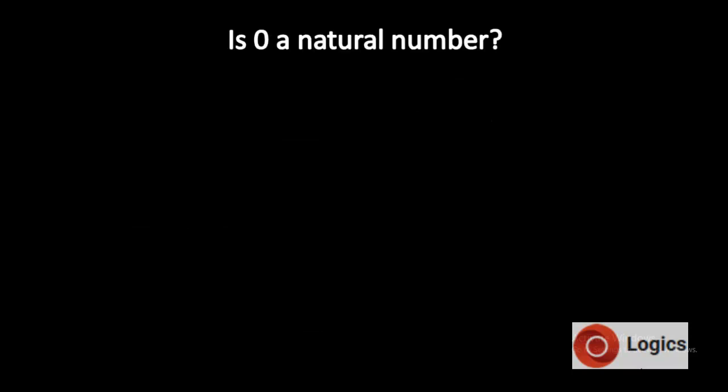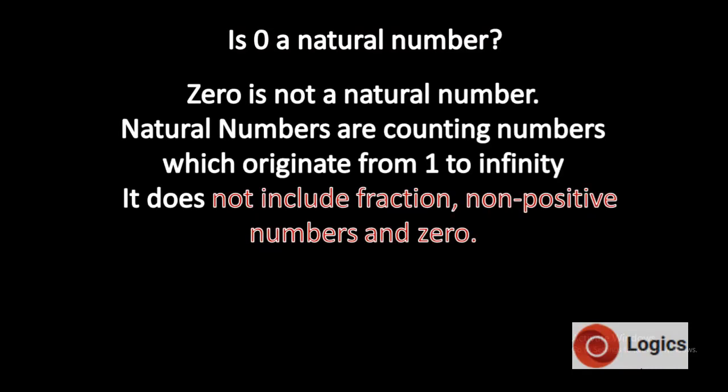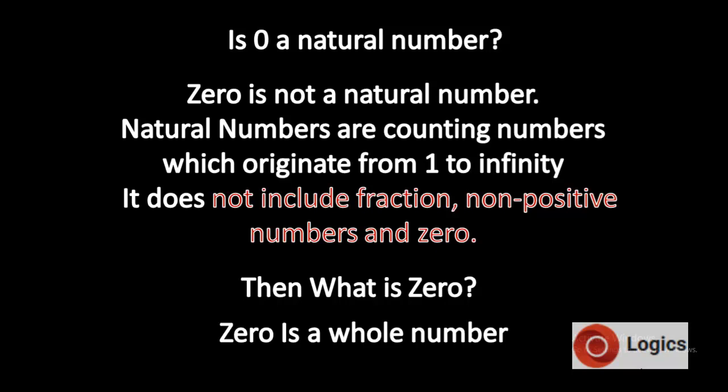Is 0 a natural number? 0 is not a natural number. Natural numbers are counting numbers which originate from 1 to infinity. They do not include fractions, non-positive numbers and 0. Then what is 0? 0 is a whole number. What is a whole number?